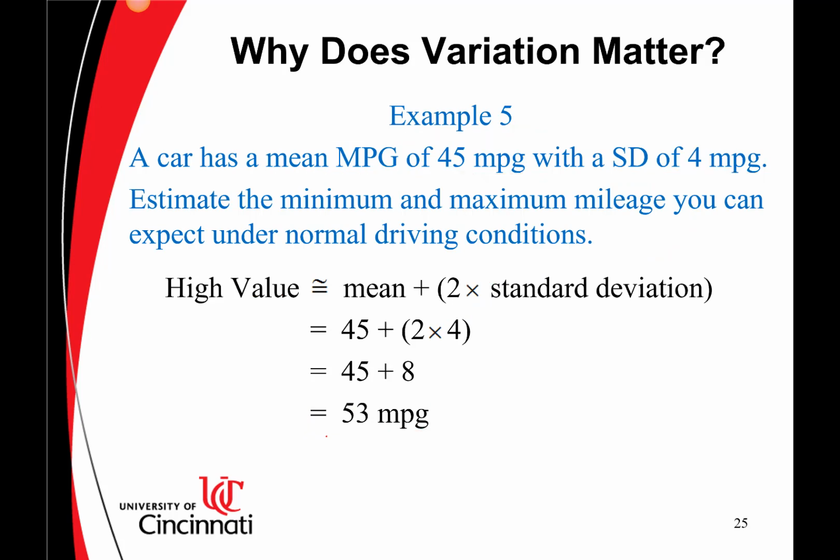Does that make sense on how to estimate the low? You can play the same game then for the high. What's the high we can expect to get? If you're rolling down hills, gentle on the brakes, all the other good stuff, you would once again take the mean, which is the 45, go out 2 standard deviations. Well, the standard deviation is 4, so you're going to do 2 times 4, which will give you 8. High, 53.